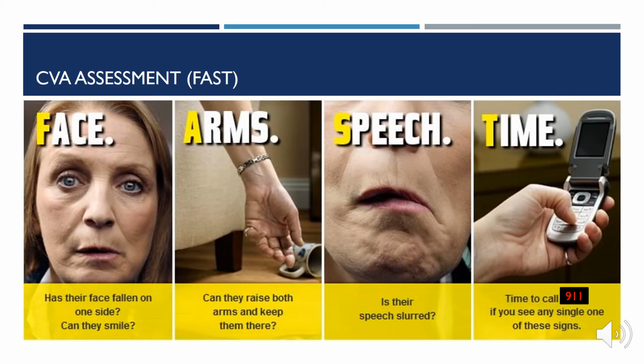And time. They only have a certain amount of time to get to the ER in order to get the certain medications that they need to reverse damage that is irreversible if they don't. Okay.